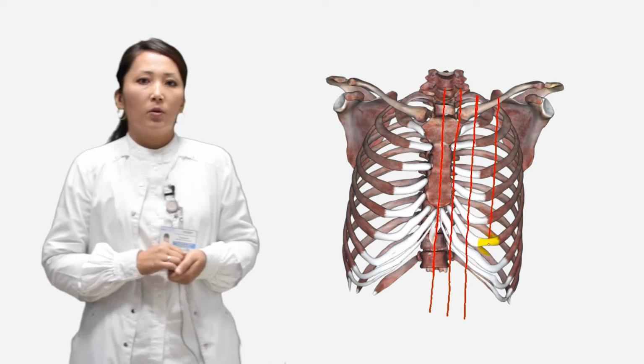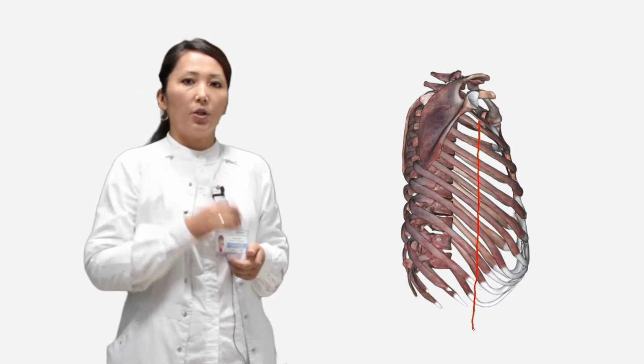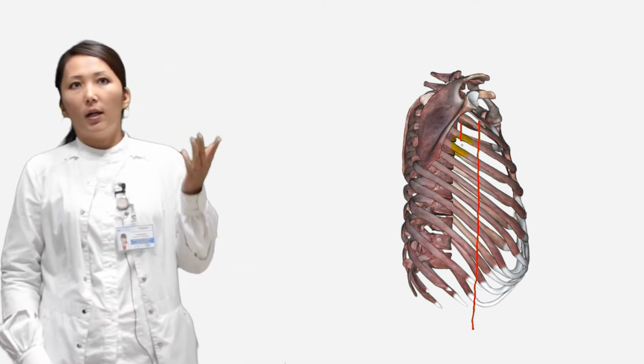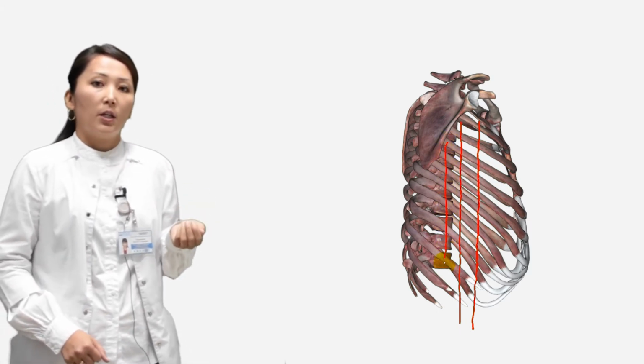Other chest lines are anterior axillary, middle axillary, posterior axillary. The anterior axillary runs along the anterior edge of the axilla, posterior axillary runs along the posterior edge of the axilla, and the middle axillary passes respectively between these two lines.